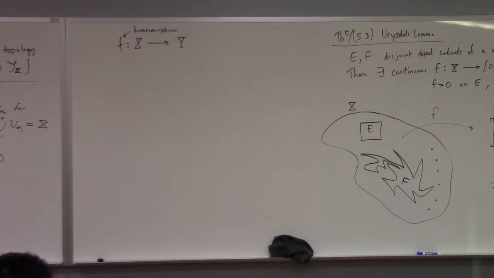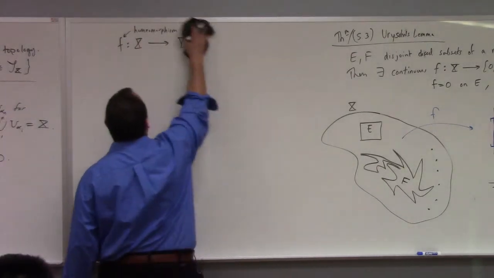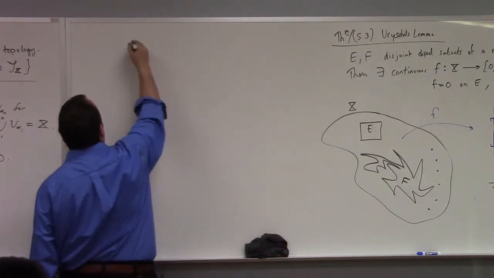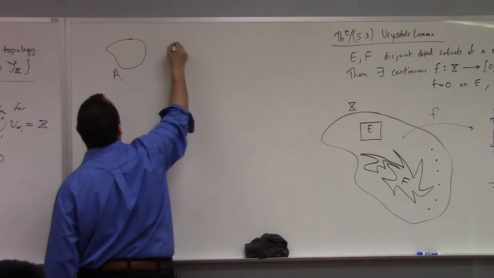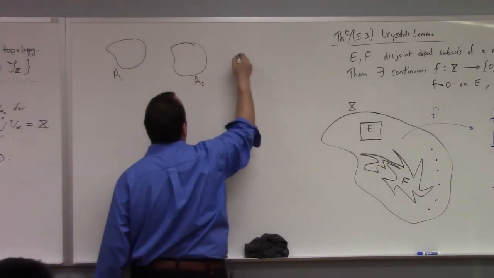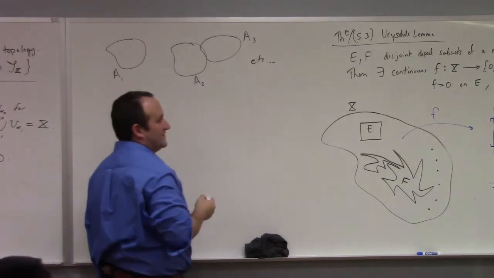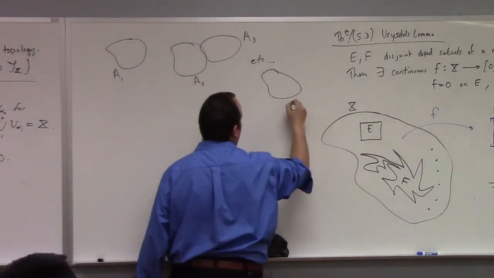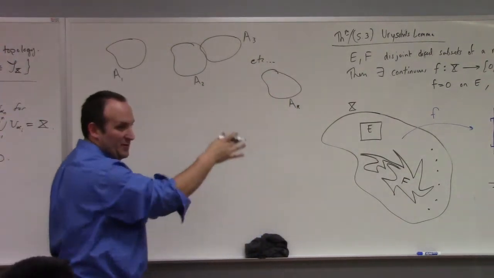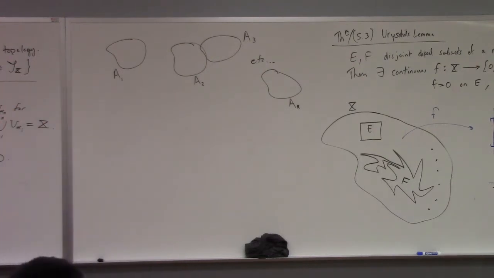He also has Theorem 6.1. Any finite union of compact subsets of a topological space is compact. So if I have A1 and A2, and then A3, etc., up to AK, and every one of these is compact, then the union of them is compact.